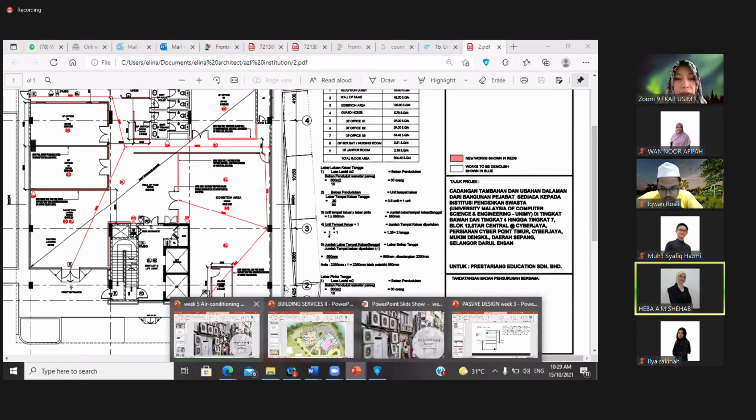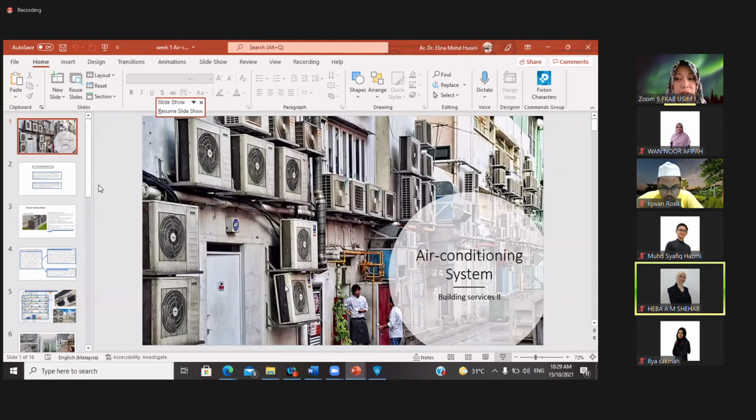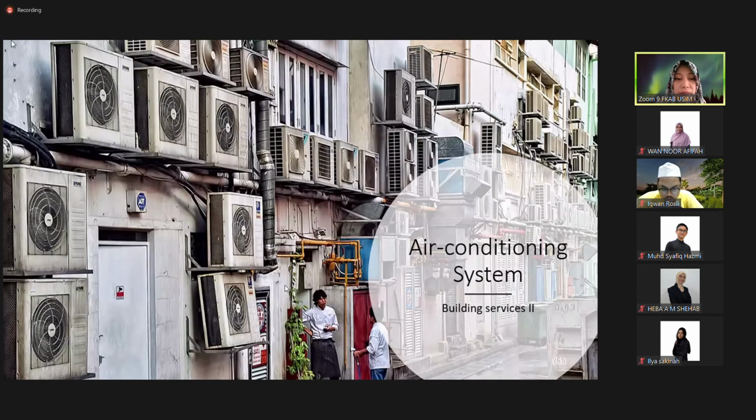Okay, I shall continue this. Today we are learning about air conditioning system. You see how it's so massive, the design of the compressor. So you now see the compressor unit. What do you call this one? It's a compressor. Alia? Ni apa, Alia?